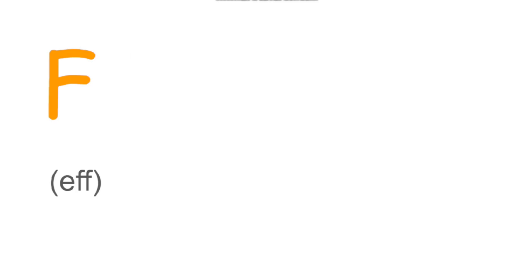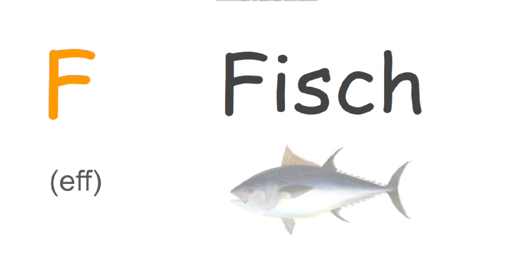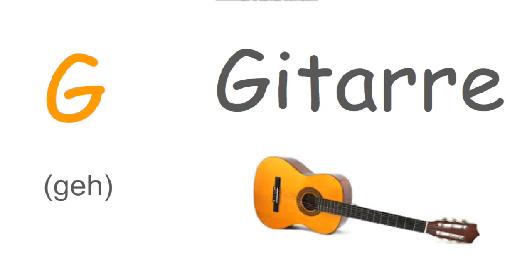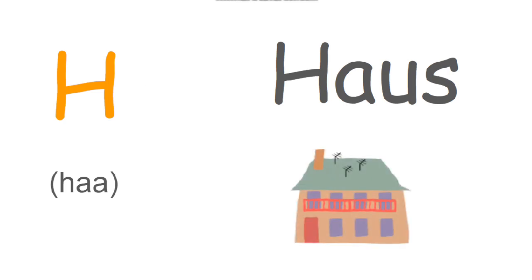Next letter is F. The German word with the letter F is Fisch. Fisch. Next letter is G. The German word with the letter G is Gitarre. Gitarre, which means guitar in English. Next letter is H. The German word with the letter H is Haus. Haus, which means house in English too, but the spellings are different.